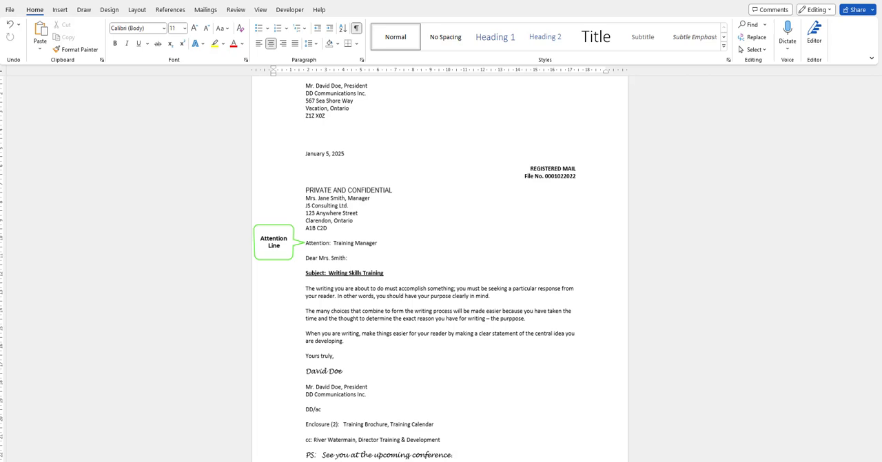Next is the attention line. The attention line is mostly used when the name of the person is unknown. It goes one line below the inside address. The attention line is optional.